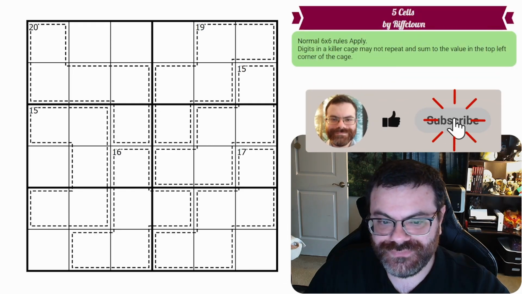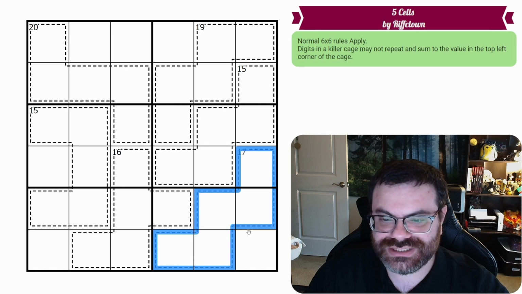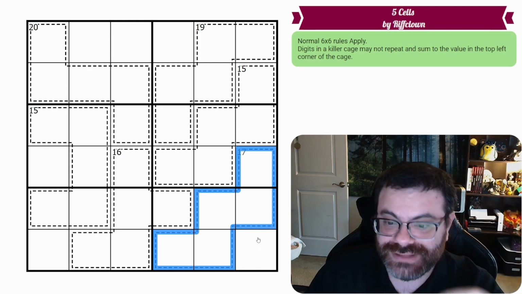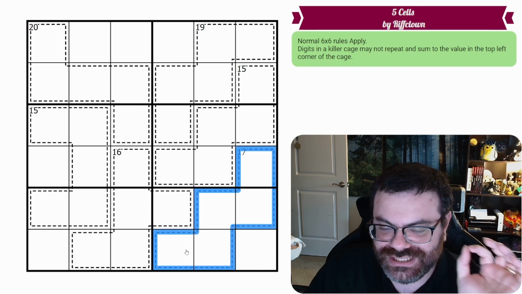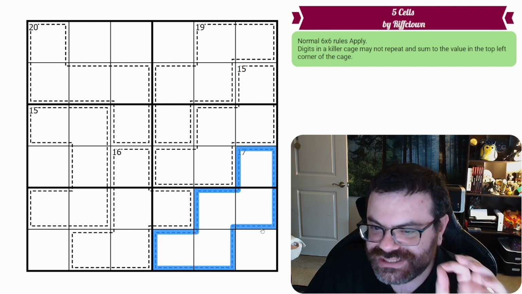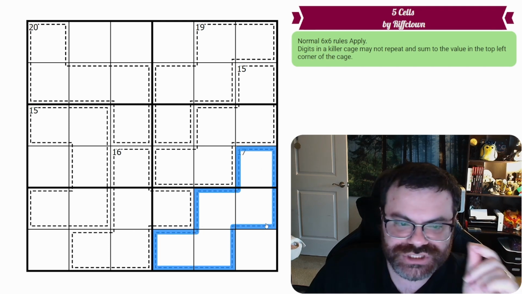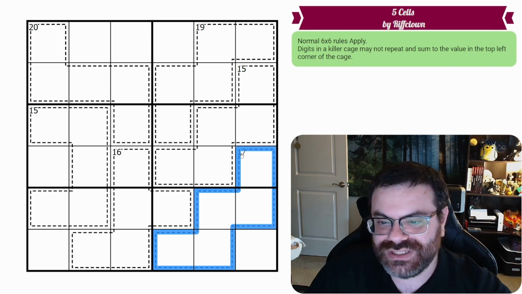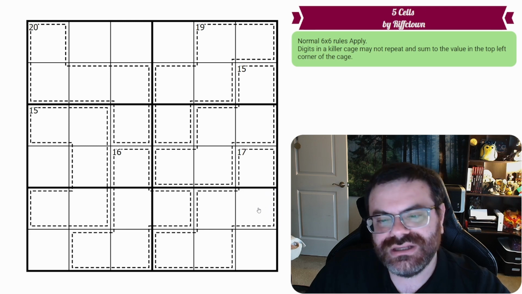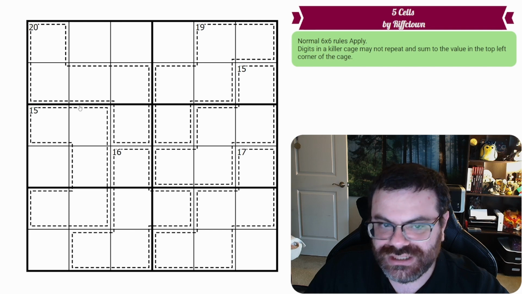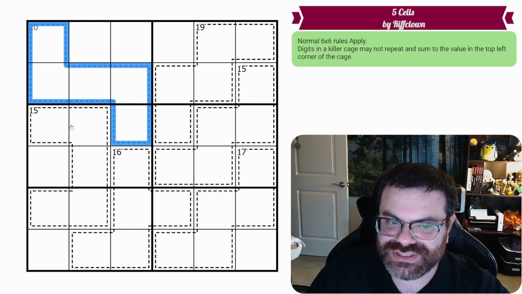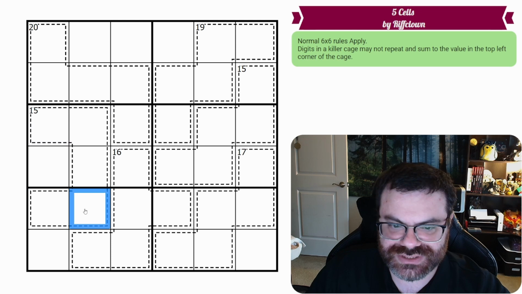All right, so the key here is because there are 6 different digits total, and there are 5 different digits in each cage, which means that one of the digits is missing, and we can calculate which digit is missing based on the sum. So we don't actually have to pencil what the 5 digits are. We just have to figure out what the missing digit is. And so the sum of 1 to 6 is 21. So for example, in this 20 cage, the 1 is missing, and in a 15 cage, the 6 is missing.